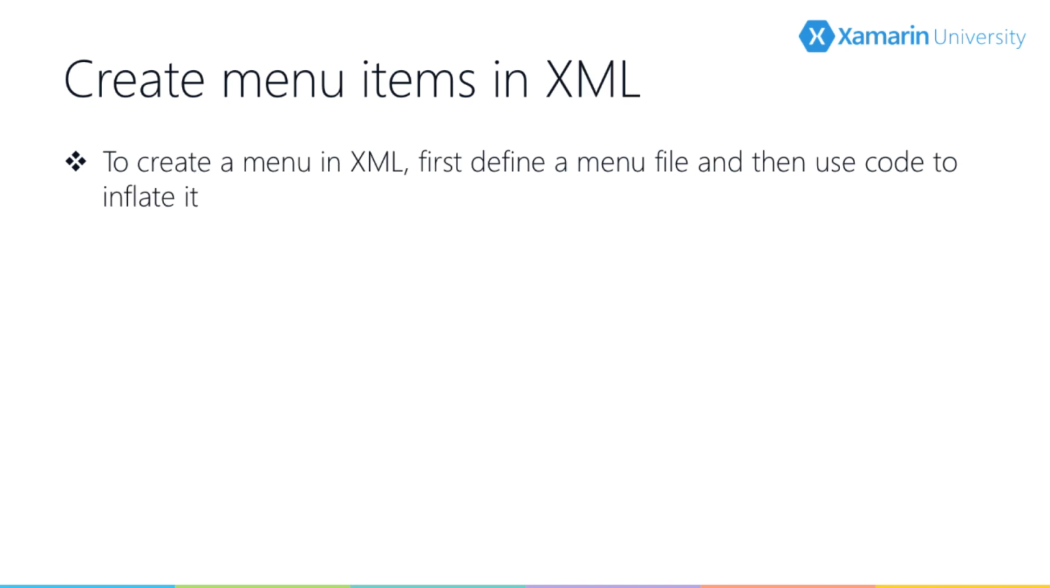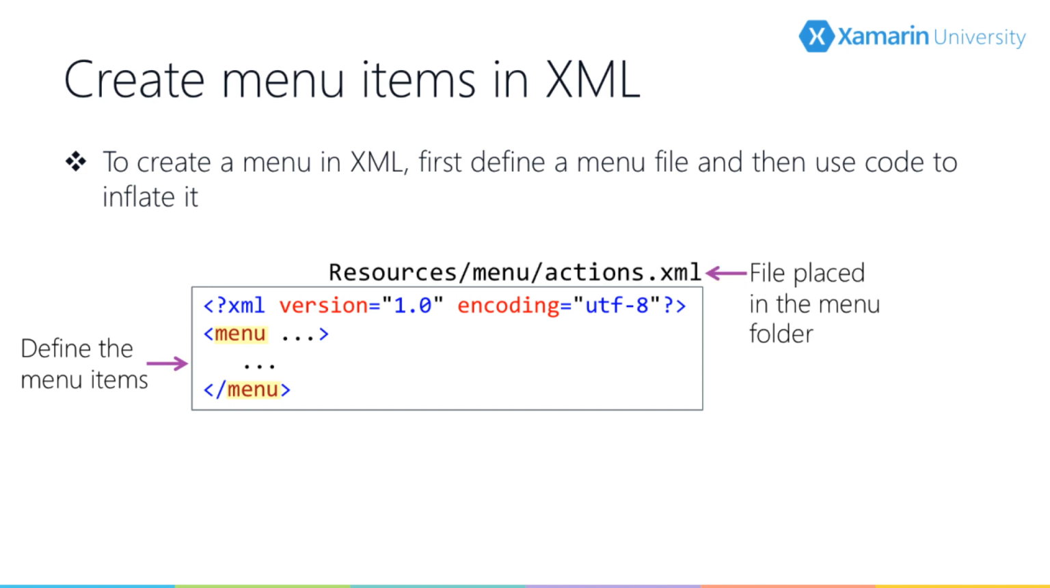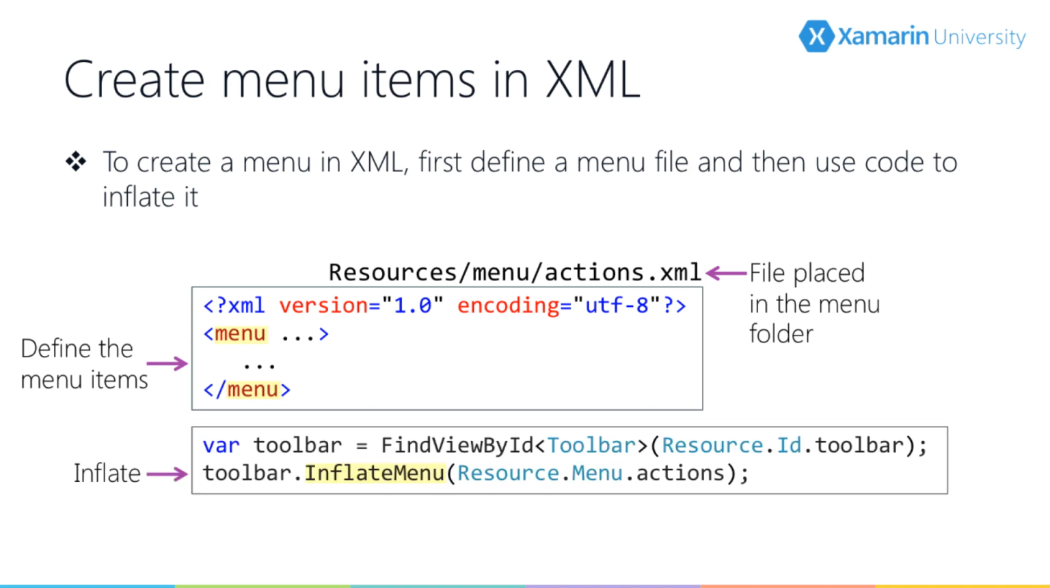To create a menu in XML, you use what's called a menu file. So you create a new XML file, and the root of it's going to be this menu node. We'll talk more about that in just a minute. This is going to go in your resources section, so you're going to make a new subfolder called menu, and then put this XML file inside it. And then in code behind, you're going to look up your toolbar and call this inflate menu method and pass in the resource identifier for the XML file containing the menu definition.